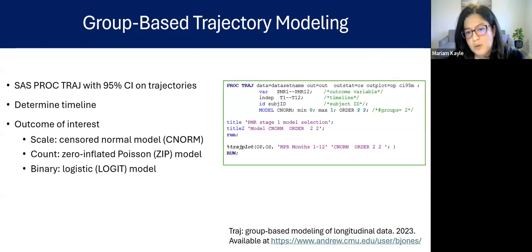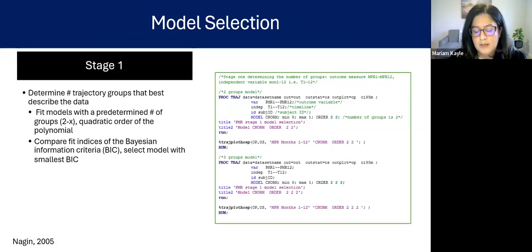Again, because of the floor and the ceiling effect, there needs to be a minimum and a maximum value. The order is the number of groups, which I'll explain in a minute. And then you plot the data. That's a very simple overview of what the coding looks like and how it is set up. Model selection occurs in two stages. In the first stage, we're trying to determine the number of groups that best describe the data.